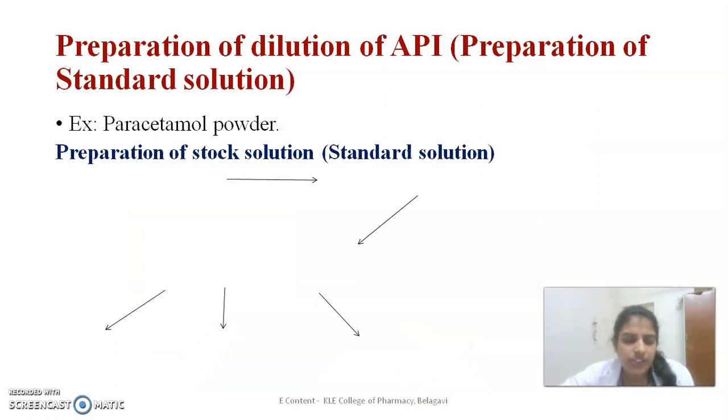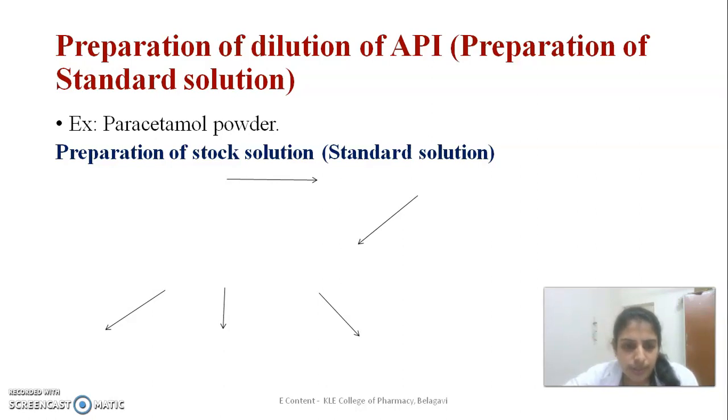Coming to the calculation part, the first step, as I told earlier, is the preparation of the dilution of the API, that is, the preparation of the standard solution. I will take one example for this. We are taking the paracetamol assay. For preparation of the dilution of API, we are taking the pure paracetamol powder.